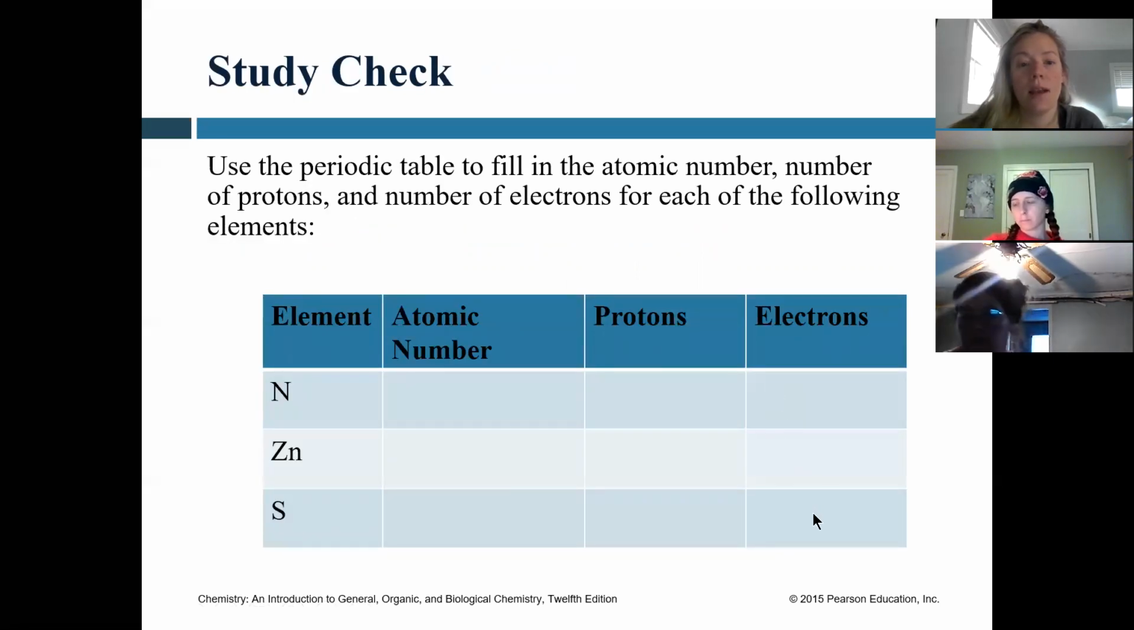All right, so go ahead and do this right here. Just do the first one. We don't need to do all 3. So nitrogen, what is its atomic number? How many protons does it have? And how many electrons does it have?